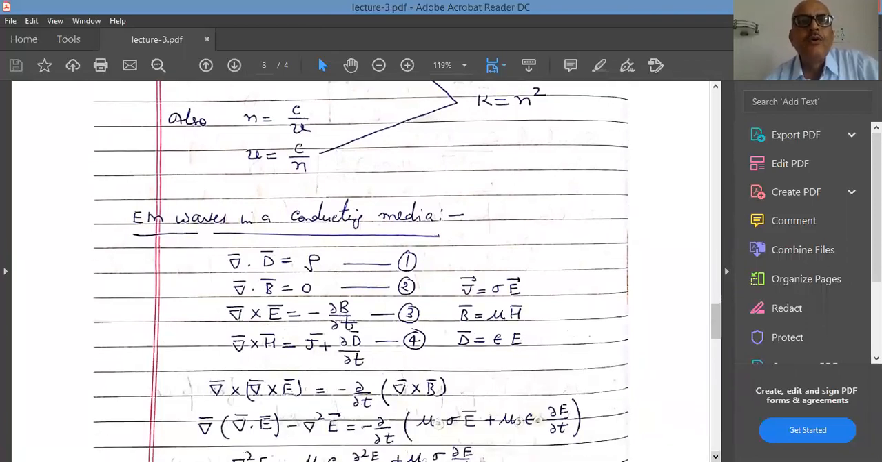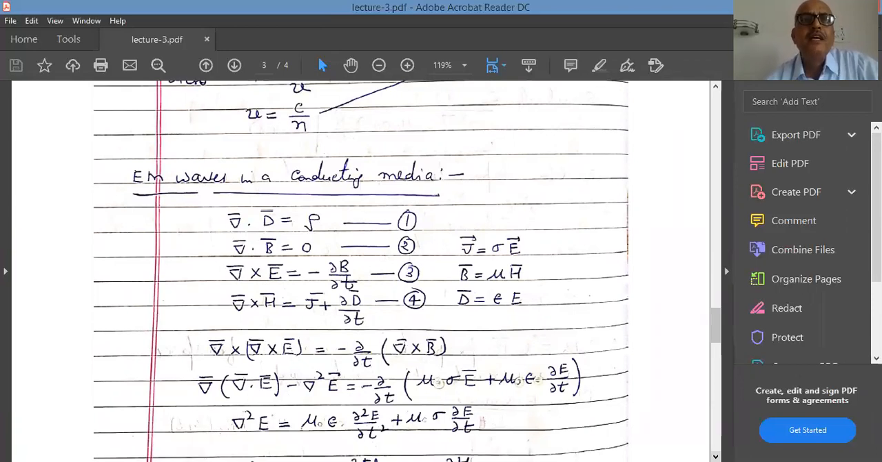And as I told you, in non-conducting media the value of rho can be equal to 0, but the value of sigma will not be equal to 0. And when we talk about a conducting media, the conduction is taking place because of the movement of electrons, because of the movement of conduction electrons, that we have to remember.